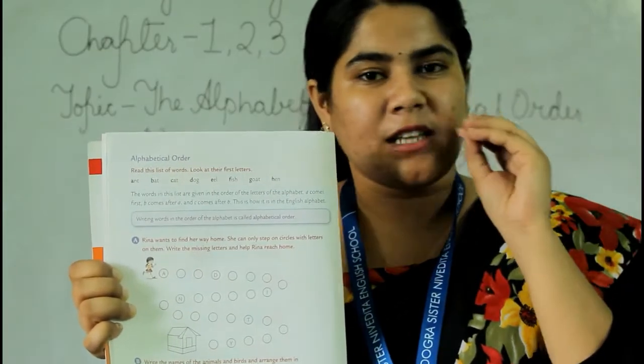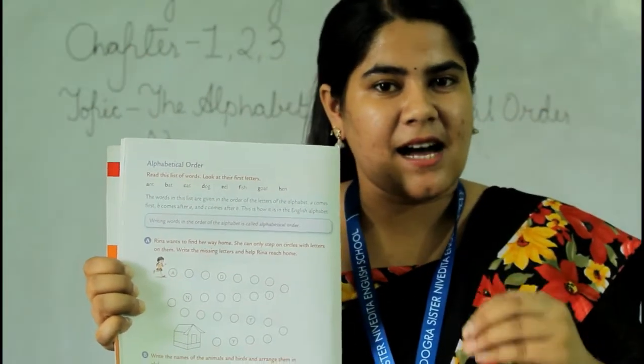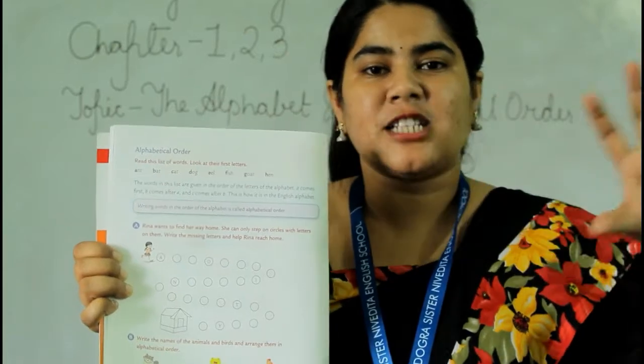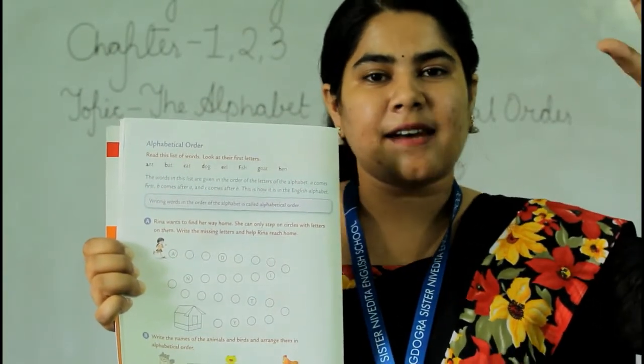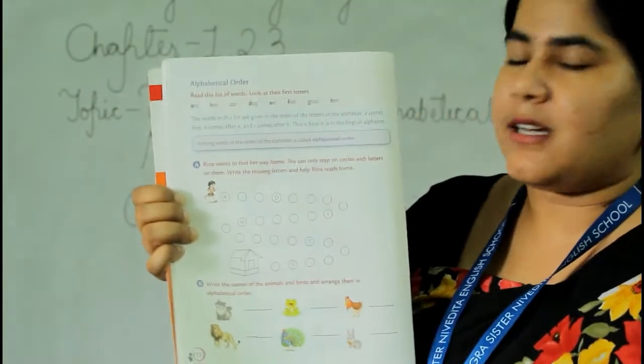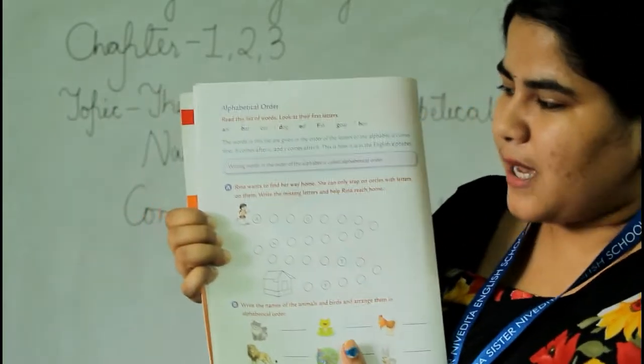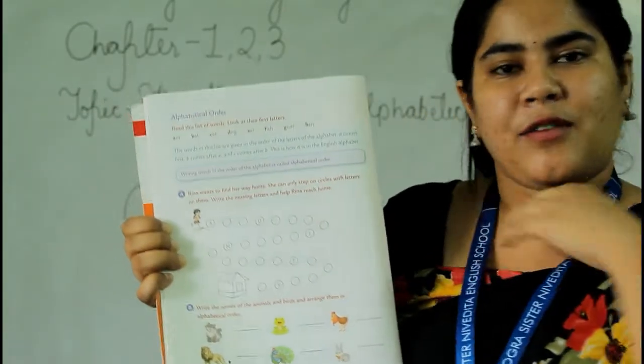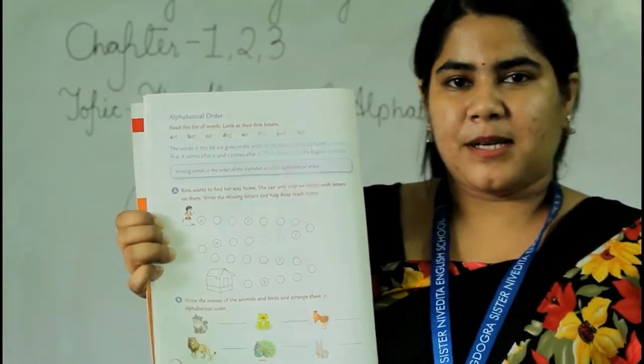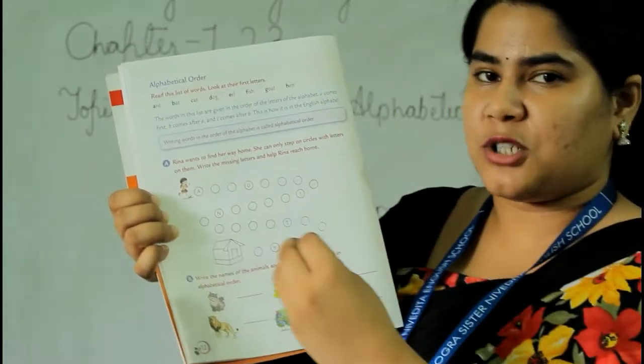Now focus on the first letter: A, B, C, D. So that is what is called arranging a group of words in alphabetical order, just like the alphabet. Okay. So now we have almost done with what alphabetical order is. So let's see what the question is.